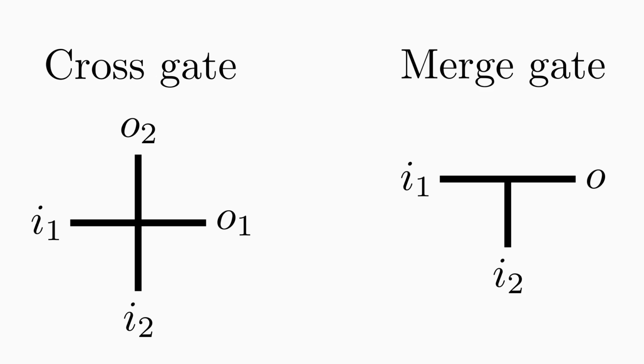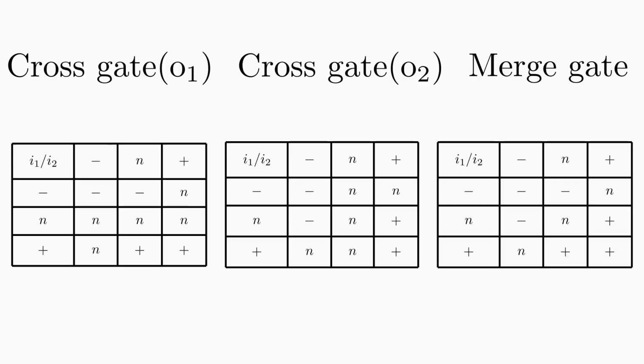The I's are inputs and the O's are outputs. The lines are wires, and in the cross gate, one wire is on top of the other. The Freesmart can't go from one wire to the other, but if two wires have different types of Freesmarts, they will stop because of their interaction. These are the truth tables for the cross and merge gates. A plus represents a positive Freesmart current, a minus represents a negative Freesmart current, and N represents no Freesmarts.